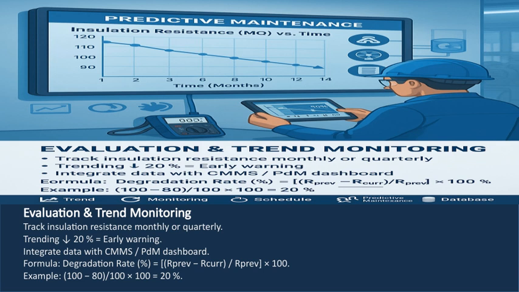To quantify the degradation, we use a simple formula. Degradation rate in percentage equals the previous resistance value minus the current resistance, divided by the previous resistance, then multiplied by 100. So, if the resistance drops from 100 to 80, the calculation would be 100 minus 80 divided by 100 times 100, which equals 20%. This approach allows us to proactively address potential issues before they escalate, ensuring the reliability and safety of our equipment. Monitoring these trends consistently is key to effective asset management.